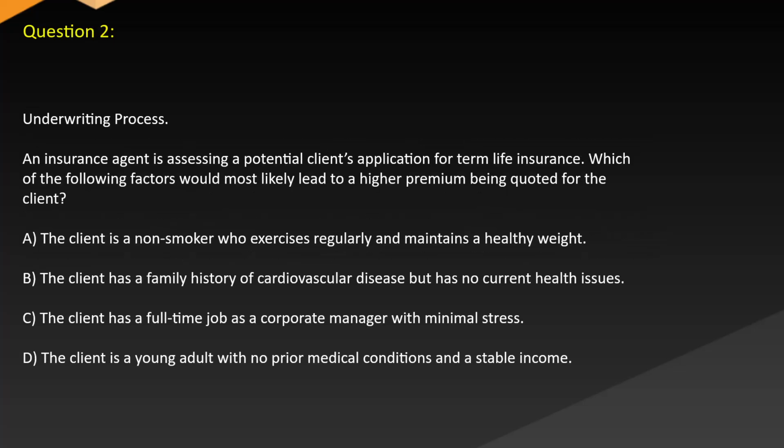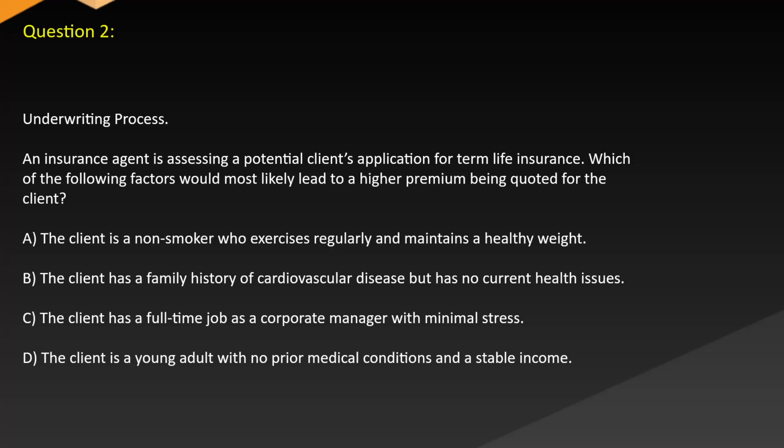Question 2. Underwriting process. An insurance agent is assessing a potential client's application for term life insurance. Which of the following factors would most likely lead to a higher premium being quoted for the client? A. The client is a non-smoker who exercises regularly and maintains a healthy weight. B. The client has a family history of cardiovascular disease but has no current health issues.